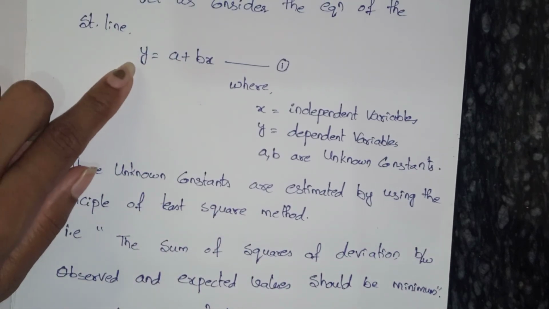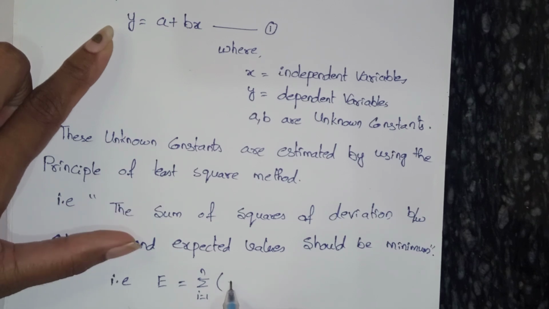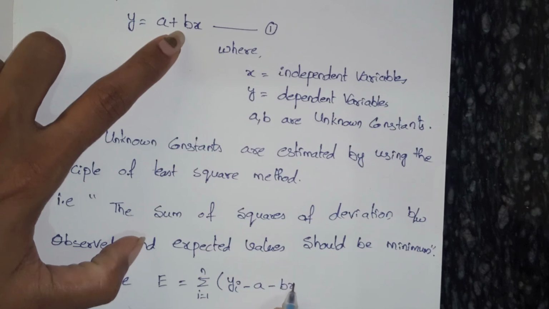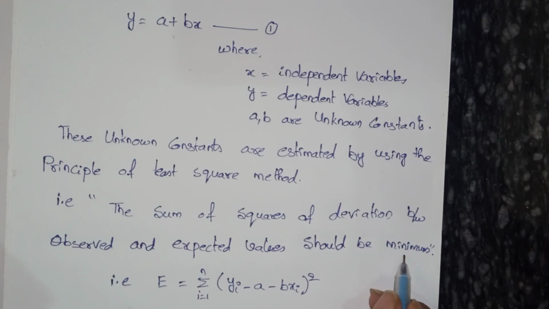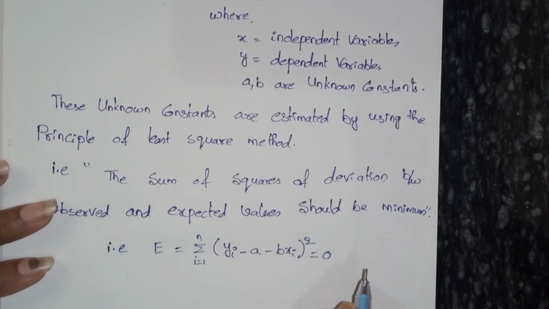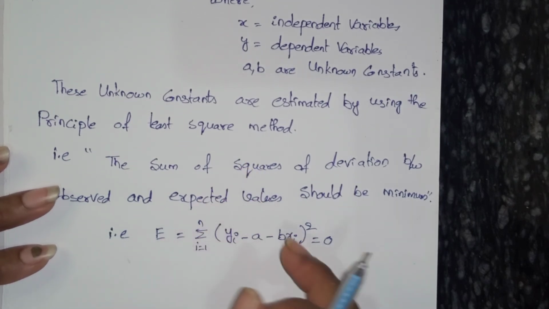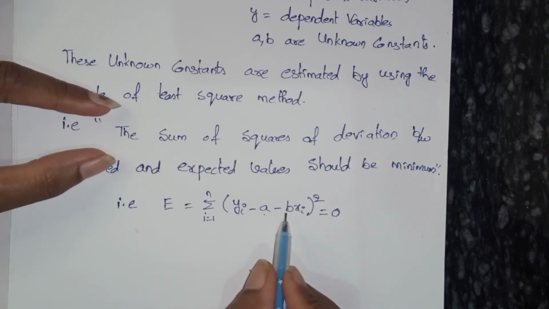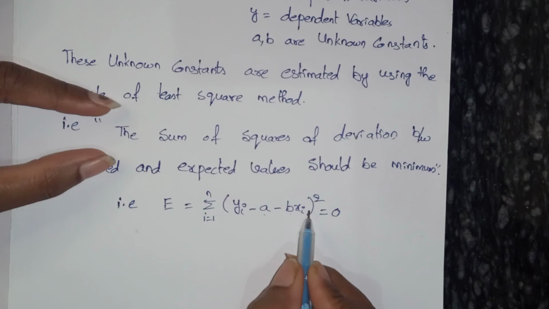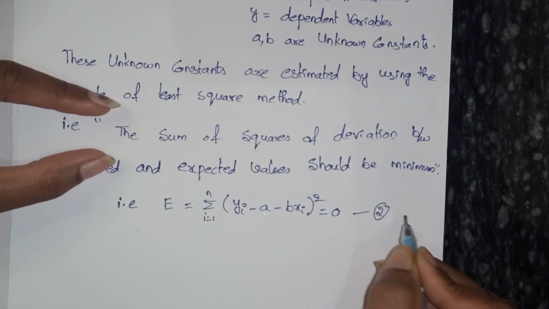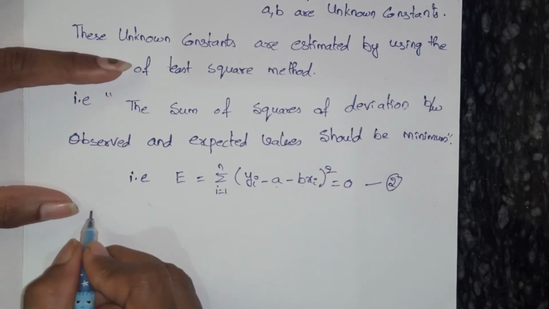The first equation is yi minus a minus b xi, whole square. This should be minimum, so that's why we are going to equate the derivative to 0. That is the meaning of this rule. Now, in order to find the a and b values, we have to differentiate this equation. We keep this equation as equation 2.